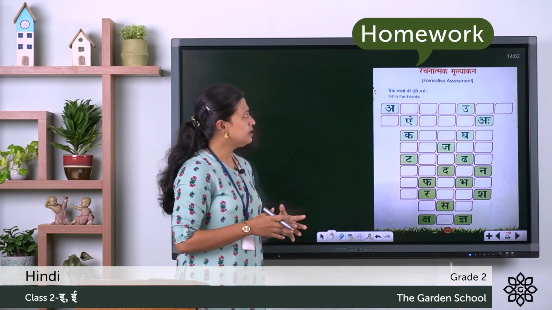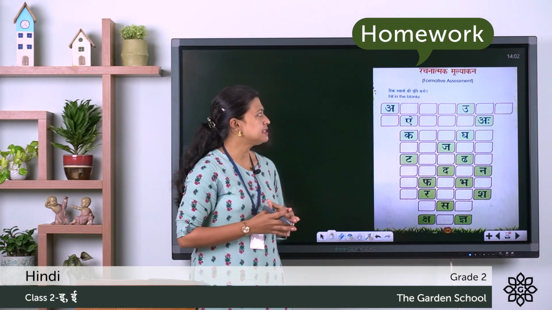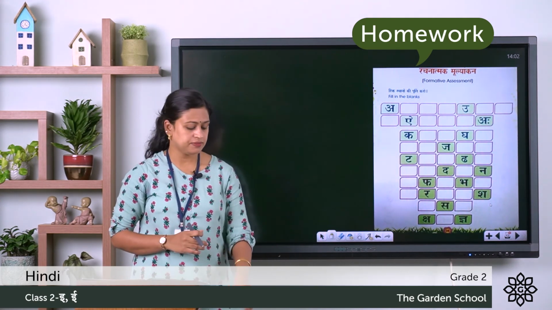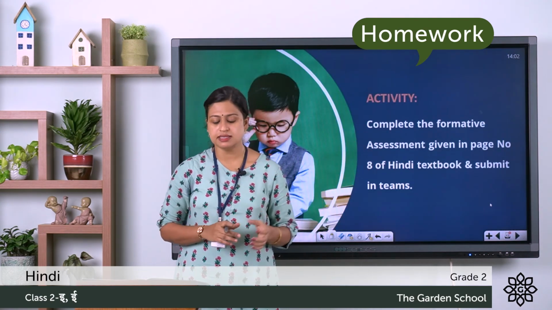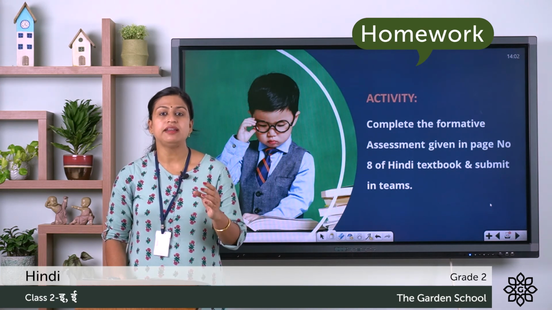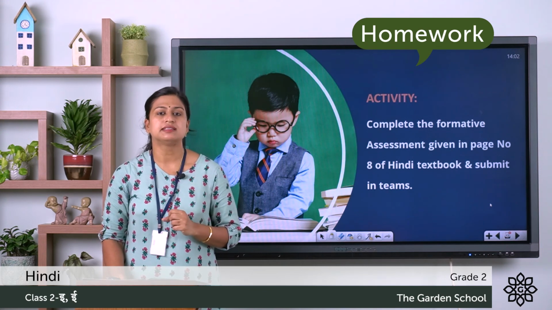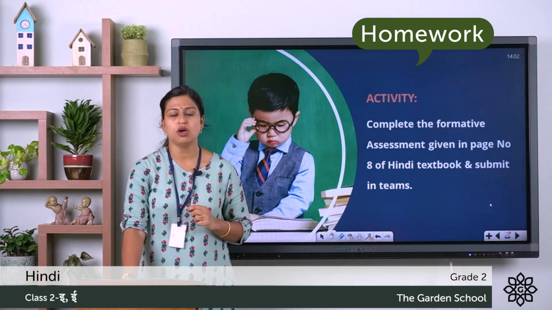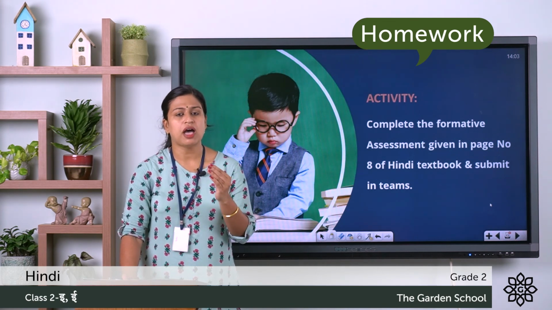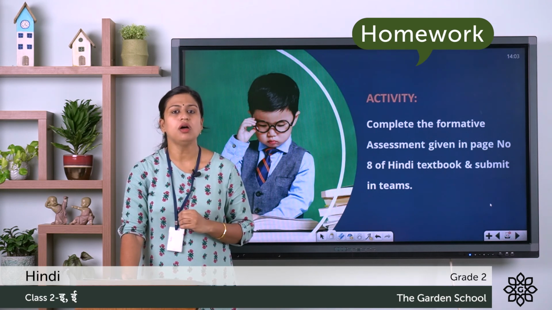Now here you can see Rachnatmak Mulyankan, which means formative assessment. This is given in your textbook on page number 8. You need to complete this assessment and submit in Teams. Also, you need to write these two Swarakshar, that is E and Ee with its symbol, at least 5 times in your notebook. So, no need to write these words. You have to write only the letters plus its symbols in your notebook.